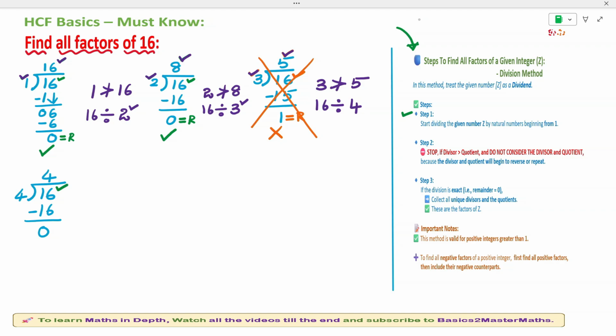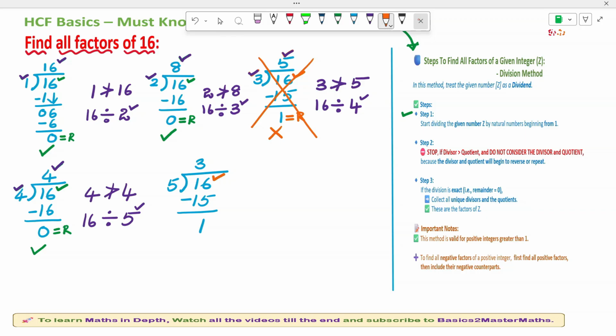When we divide 16 by 4, we get 4 as the quotient and 0 as the remainder. So, this division is exact. In this case, the divisor 4 is not greater than the quotient 4. Therefore, divide 16 by the next natural number 5.